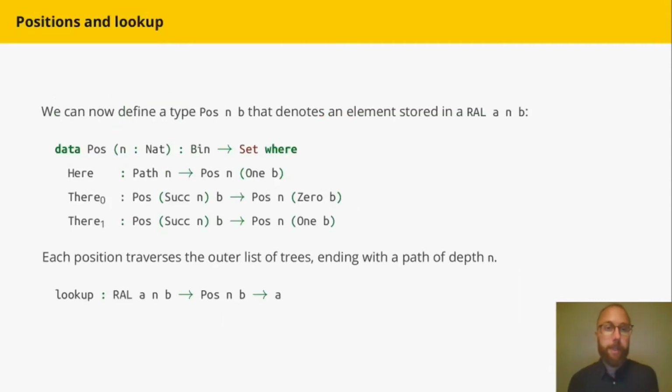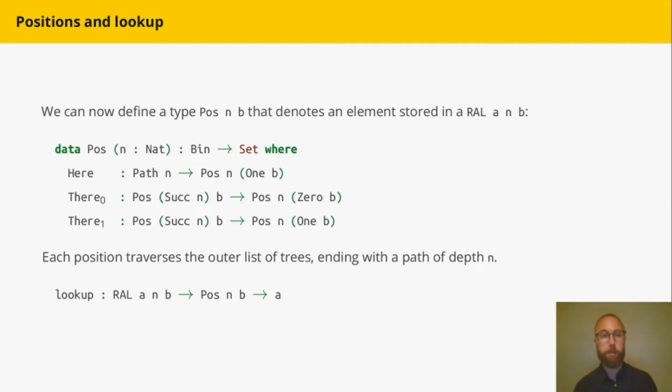So now we can define a data type for positions in a lookup function. These positions take a natural number and a binary number. And these positions essentially combine the usual linear position in a list and the path in a tree. So if we know that the binary number corresponding to the shape of the random access list that we're accessing starts with a 1, then we can choose to have a path of length n in the tree at the head of the list. That's what the here constructor does.